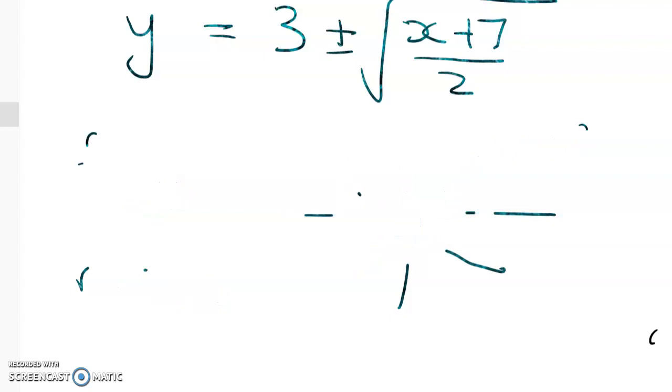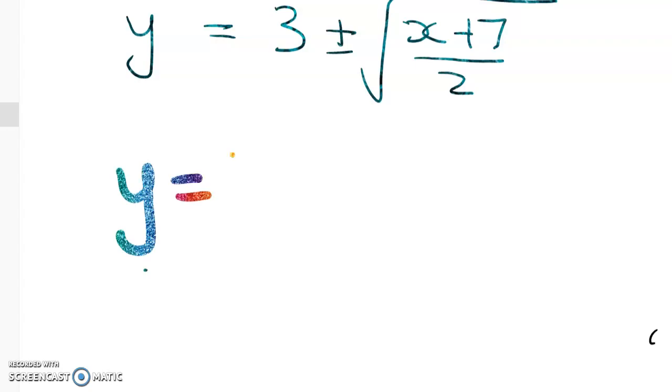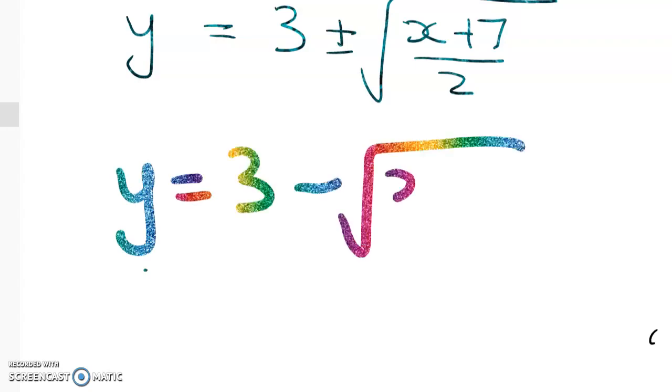Okay, so my answer here is not what I've written there, right? That's not a function, because that's going to give me two halves. So my answer here is going to be y is equal to 3 minus the square root of (x + 7)/2.